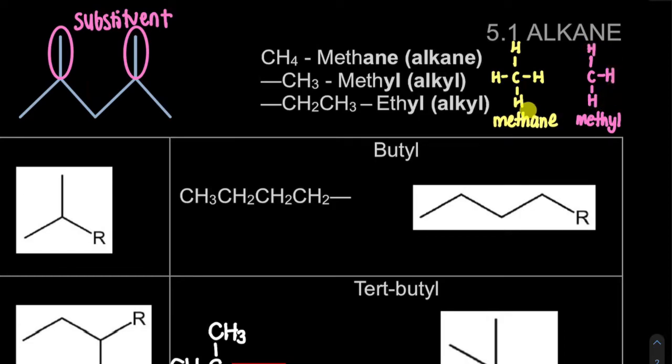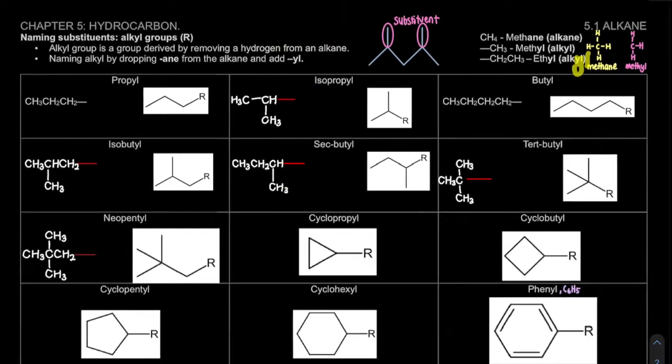So the starting is still the same, METH, but it will become methyl, or ethyl. Ethyl is originally from ethane. So when this acts as a substituent, the one that is attached to the longest carbon chain, we're going to name it the same as our alkane, except the ending must be YL. So let's look at the examples.